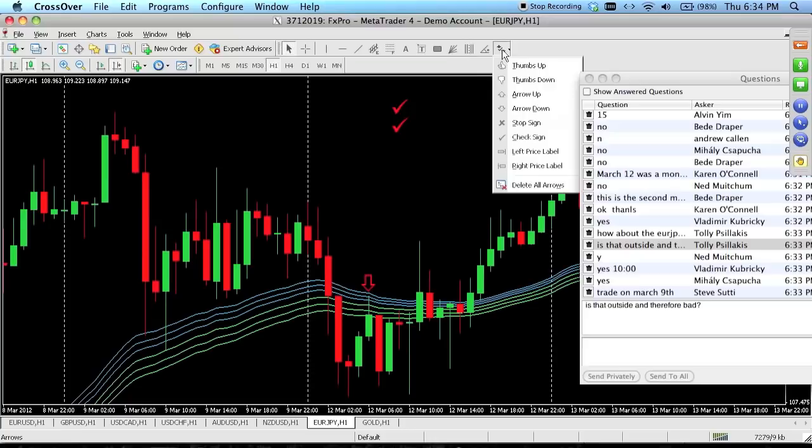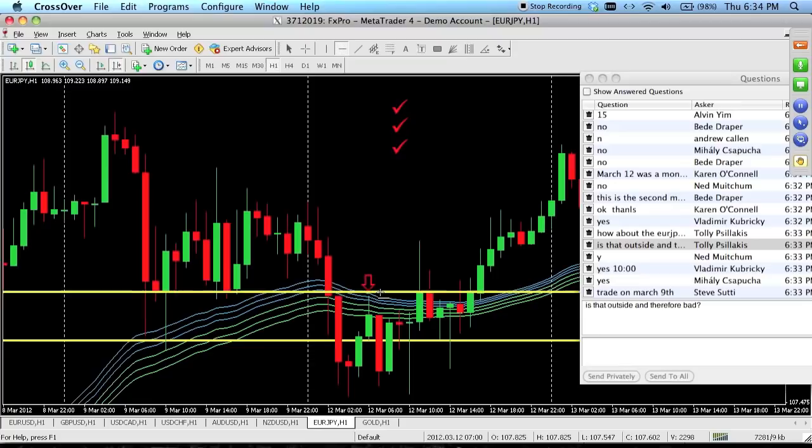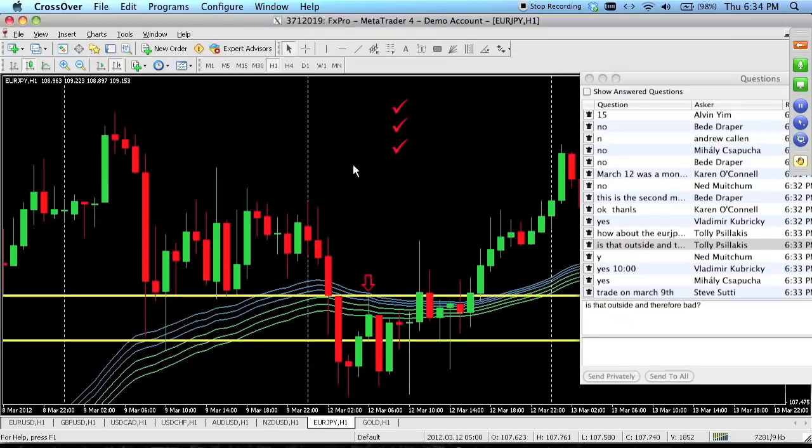Have we closed outside onto the other side? No. Keep our entry at the tip of this. Our stop over here at the tip of that. What is our risk? 17 pips is our risk. And we've touched 17 pips just on target, a 1:1 ratio.